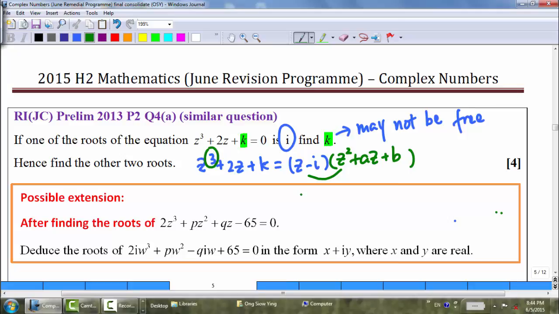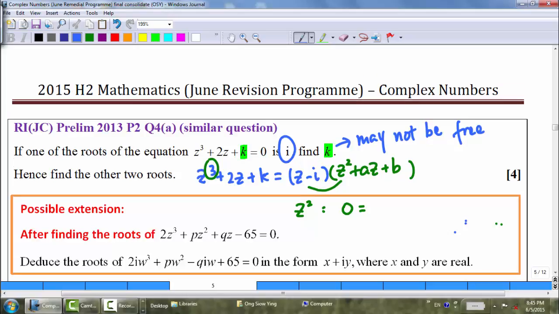For example, in this particular case, if you continue from here and compare the coefficient of z squared, you notice that the left hand side has no z squared, so the coefficient is 0. The right hand side, to get the coefficient of z squared, you need to multiply these terms together: minus i multiplied by z squared, and z multiplied by az, which is minus i z squared plus a z squared. From there, you can solve for your a.